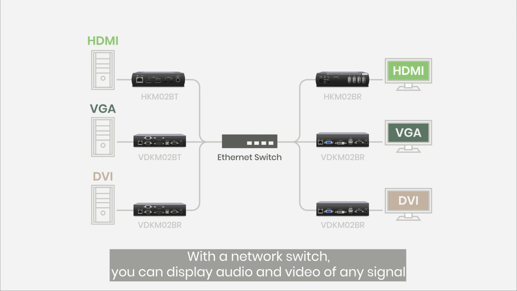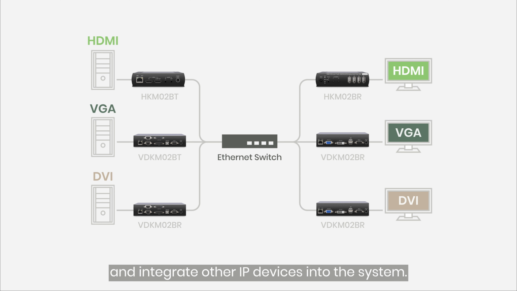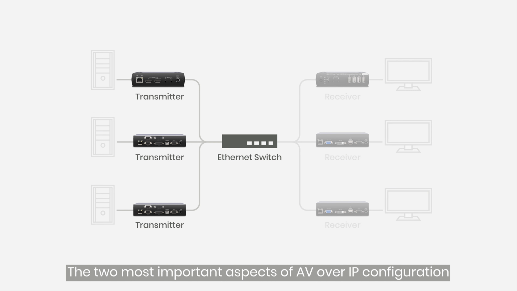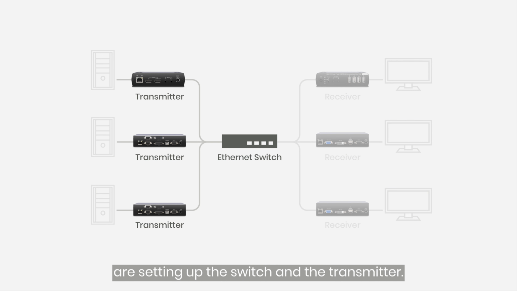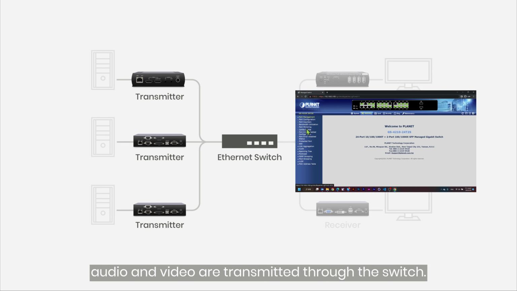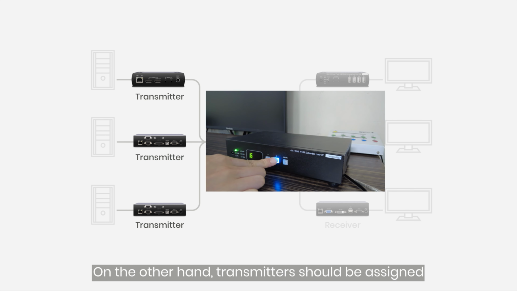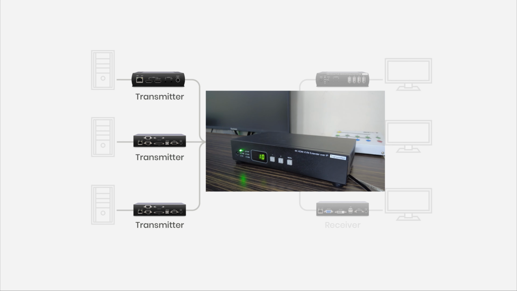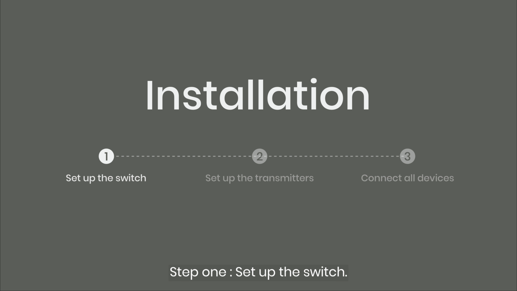With a network switch, you can display audio and video of any signal and integrate other IP devices into the system. The two most important aspects of AV over IP configuration are setting up the switch and the transmitter. The switch needs to be adjusted to fit the over IP environment since audio and video are transmitted through the switch. On the other hand, transmitters should be assigned different channels for the matrix system to identify which source to display.